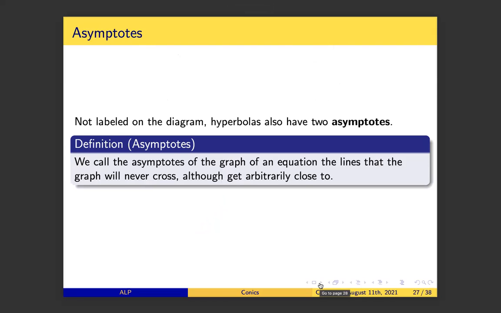We call the asymptotes of the graph of an equation the lines that the graph will never cross, although it gets arbitrarily close to them. Just to reword that a bit, if a function approaches a certain point or a certain line, but is never exactly on that line or point, then we say that line is an asymptote.